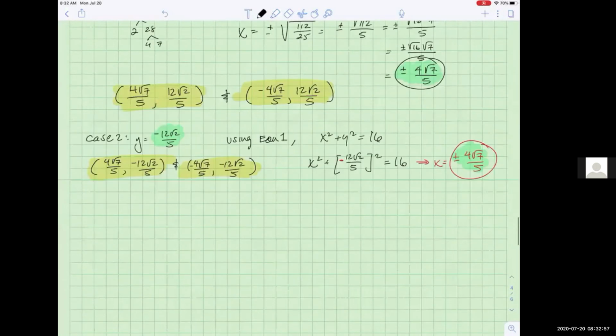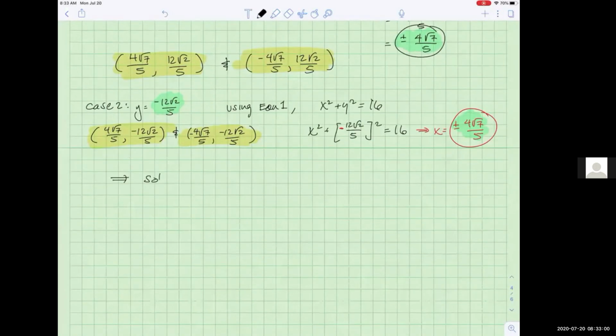So just to recap here, our solution set is plus or minus 4 root 7 over 5 and plus or minus 12 root 2 over 5.